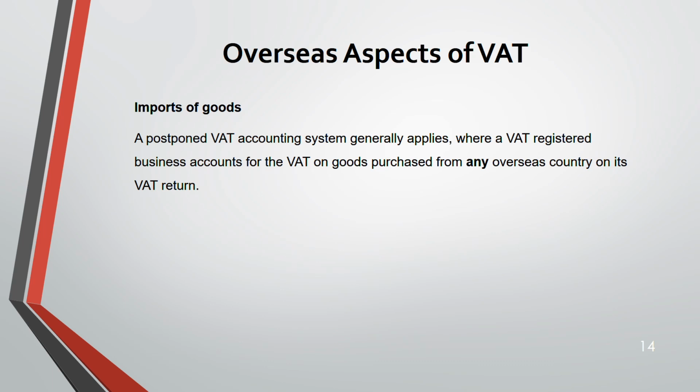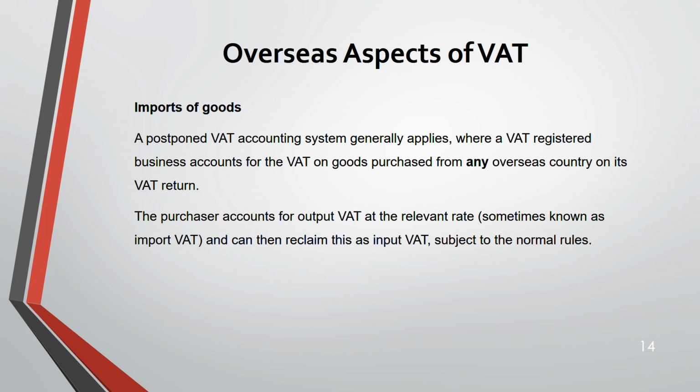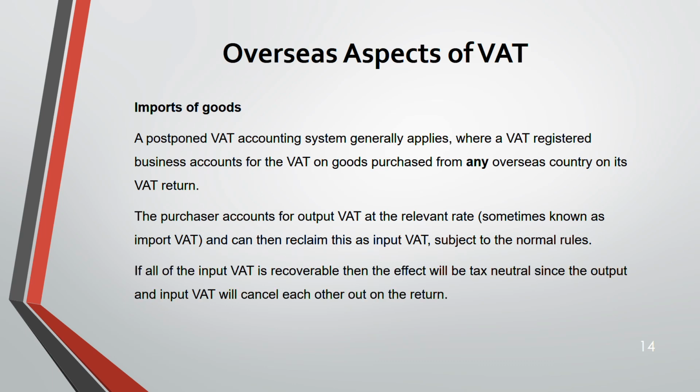a postponed VAT accounting system generally applies, where a VAT registered business accounts for the VAT on goods purchased from any overseas country on its VAT return. So the purchaser accounts for the output VAT at the relevant rate, known as input VAT, and they can reclaim this input VAT subject to the normal rules. If all of the input VAT is recoverable, the effect will be tax neutral because output VAT and input VAT will cancel each other out on the return.